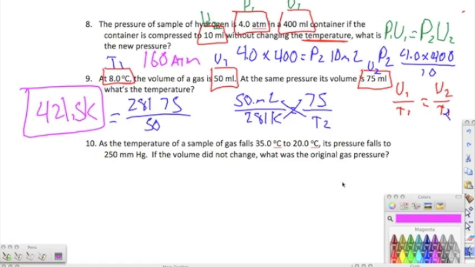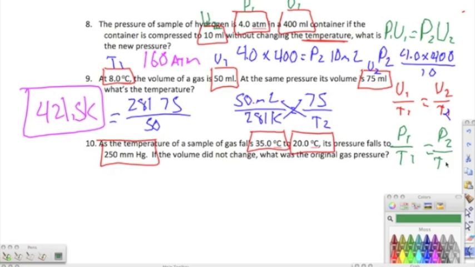And then moving on to number 10, it says as the temperature of a sample of gas falls from 35 degrees Celsius to 20 degrees Celsius, its pressure falls to 250 millimeters of mercury. If the volume didn't change, what was the original pressure? So here we are dealing with a Gay-Lussac's problem. So we have P1 over T1 equals P2 over T2.